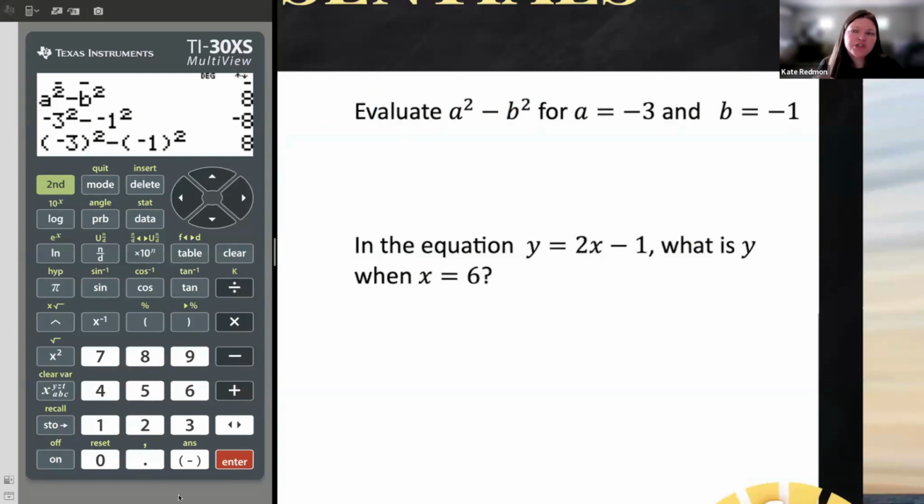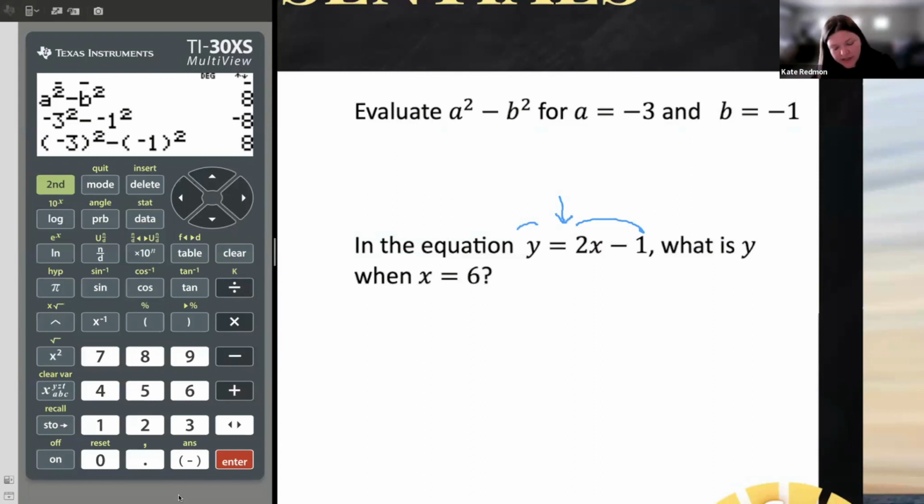In the equation y equals 2x minus 1, what is y when x equals 6? Now you could say to me, and I would agree with you if you did, Kate, this isn't an expression. This is an equation. Yeah, absolutely. We have an equal sign and we have an expression on either side. And you could say, well, Kate, you didn't teach me how to evaluate equations. You only taught me how to evaluate expressions. And I would say it's the same skill, you guys, same skill.